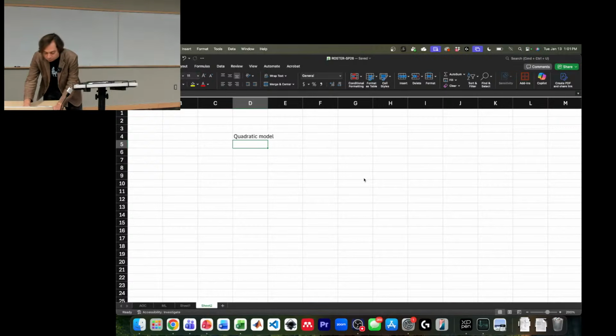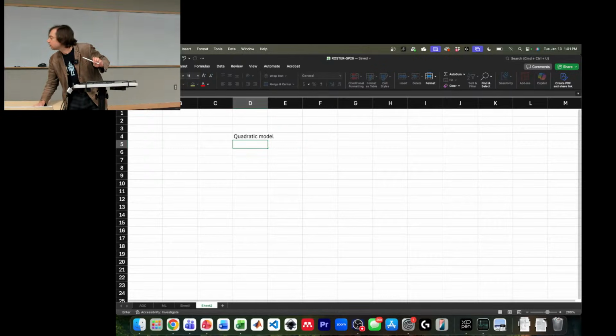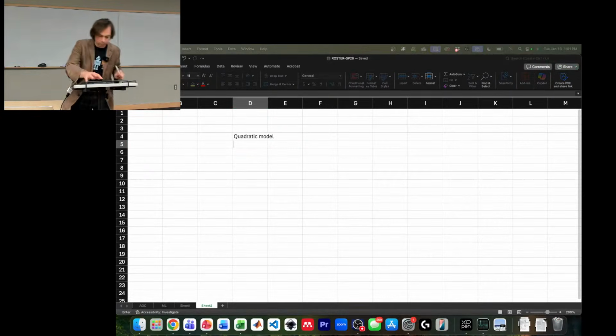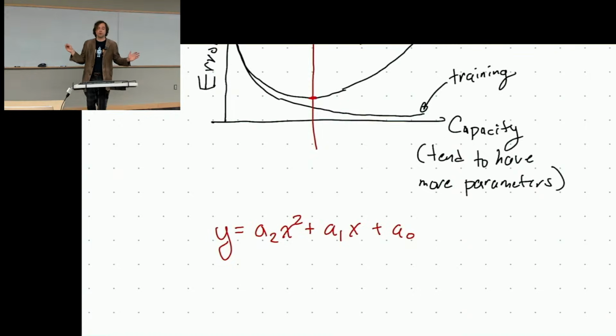Good. So, quadratic model. We're going to have a quadratic model where y is equal to a2 x squared plus a1 x plus a0, where x is our input and y is our output. That's going to be our true model, but we're going to get a few data points sampled from that model.